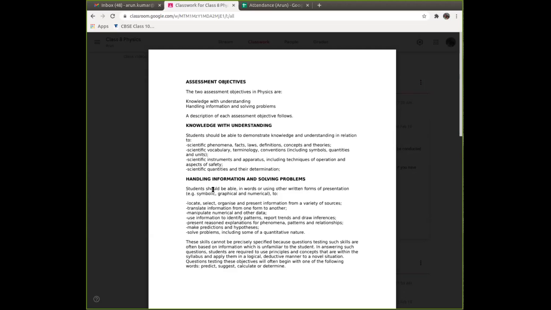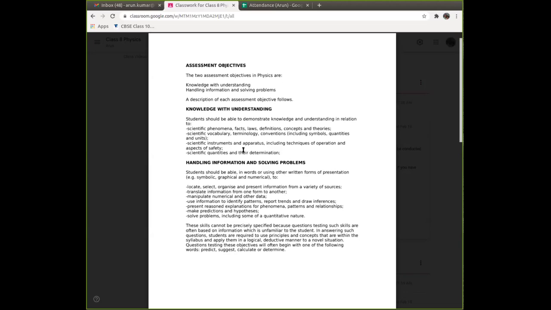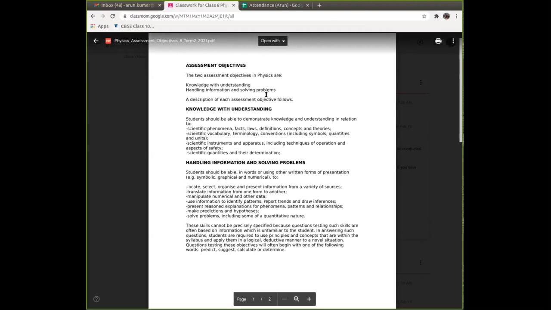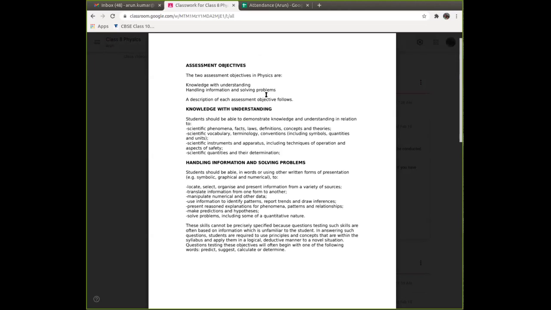So I want to know whether the students who have done this work with me have knowledge with understanding of whatever we have learned together, and can handle information that is given to you and solve problems, obviously from the topics that we have dealt with so far. So what do I mean by knowledge with understanding? Students should be able to demonstrate knowledge and understanding in relation to scientific phenomena, facts, laws, definitions, concepts, and theories.